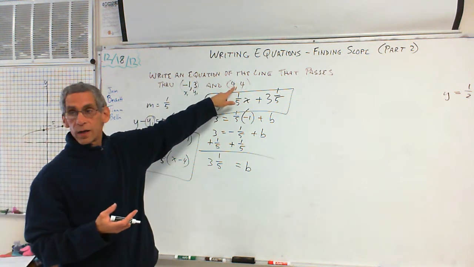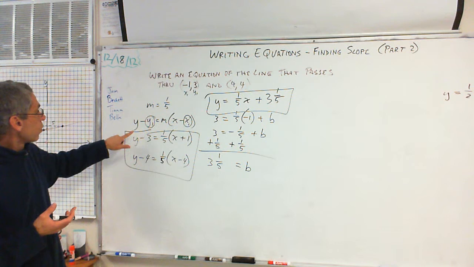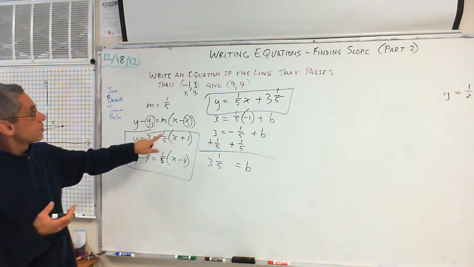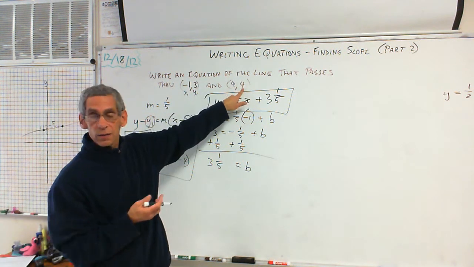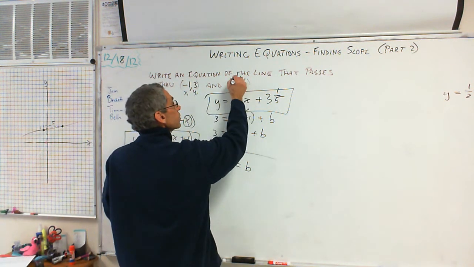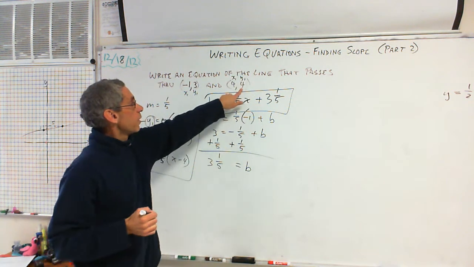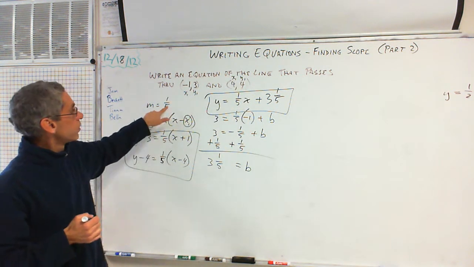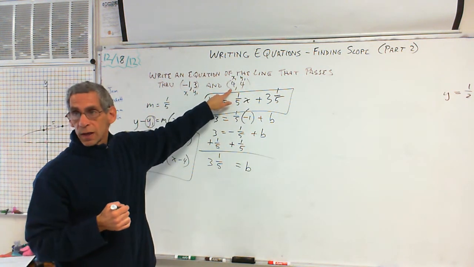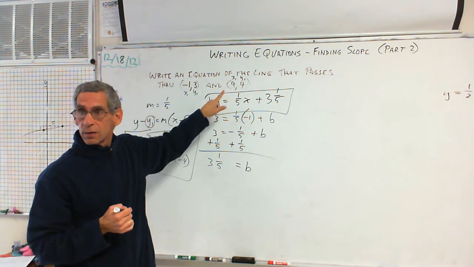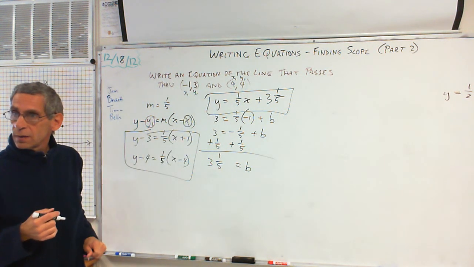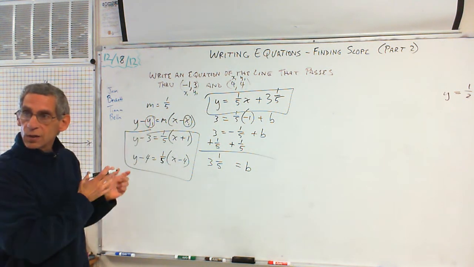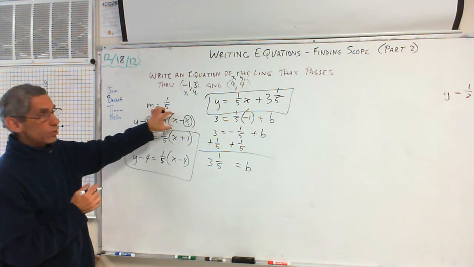Or we could use this point. Same thing. Y minus y1. This is my y1, this is my x1. Y minus 4 is equal to 1/5 times x minus 4. Do you see what I'm doing? Yeah. I'm just plugging the point into this point-slope formula.